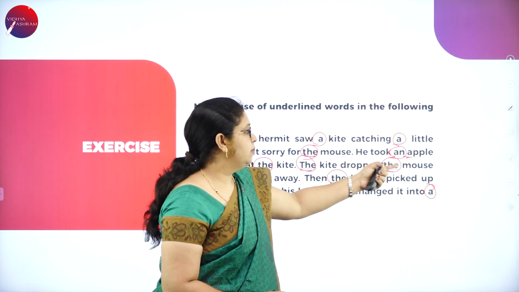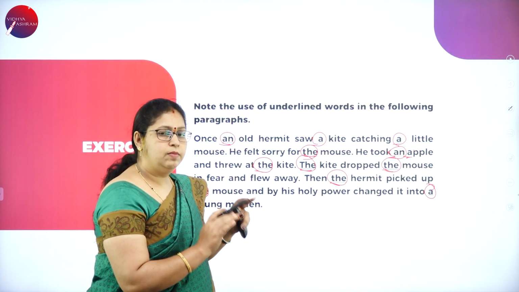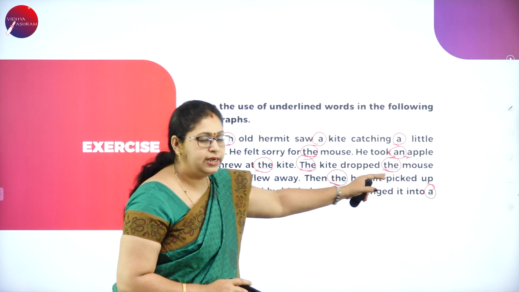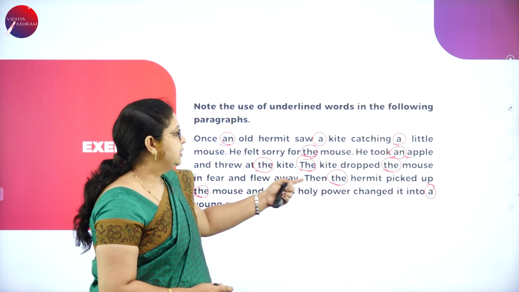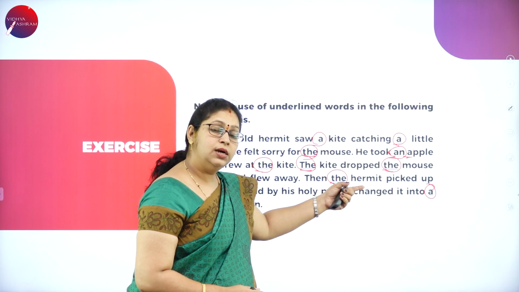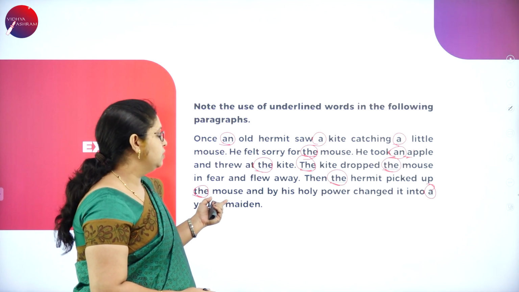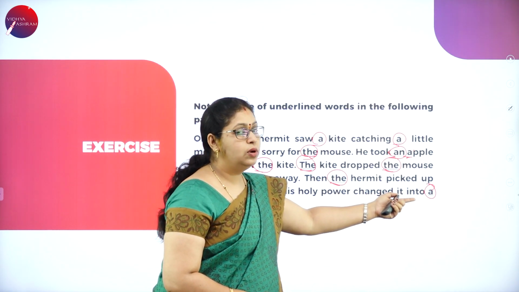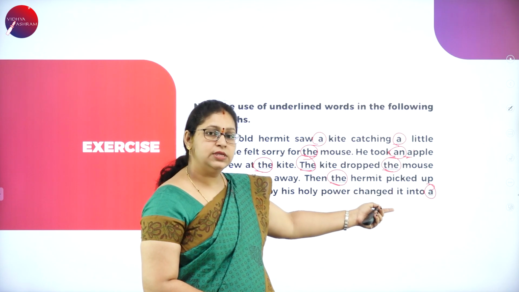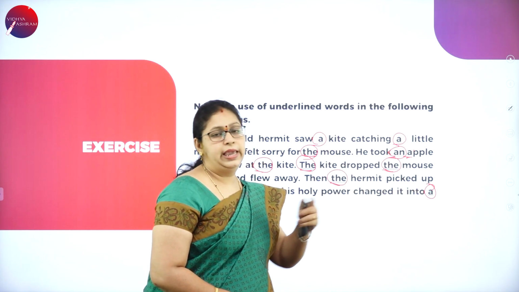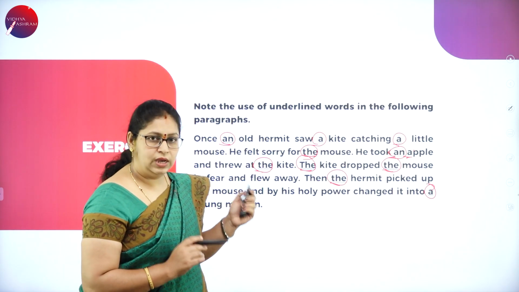The kite dropped the mouse. So again it is particular, and we have already mentioned kite and mouse in the paragraph. So we are using the definite article the. The kite dropped the mouse in fear and flew away. Then the hermit picked up. The hermit. Hermit is mentioned previously. So the hermit picked up the mouse and by his holy power changed it into a young maiden. So here young maiden is used for the first time in the paragraph. So a, it is singular. So we are using a young maiden. Hope you have understood better now.